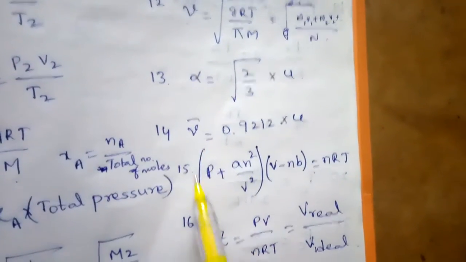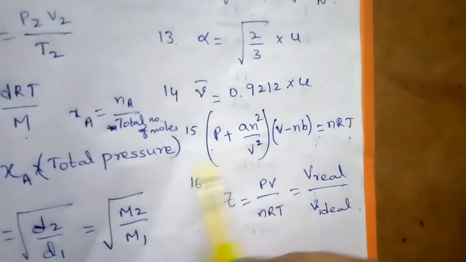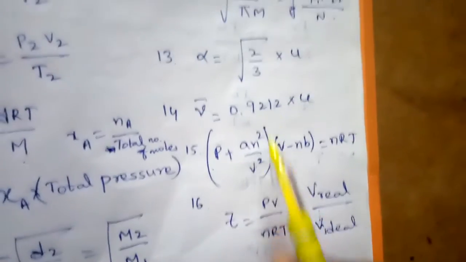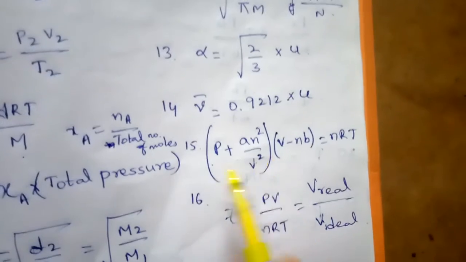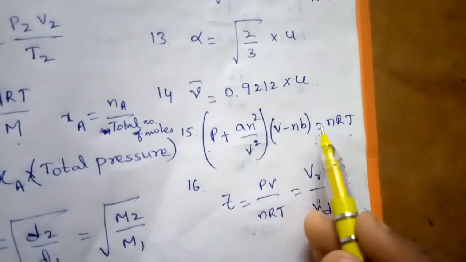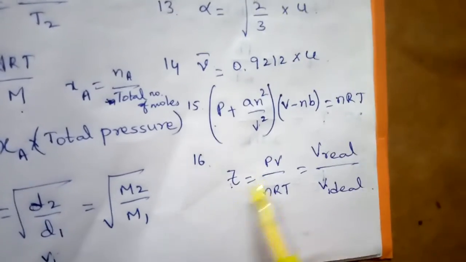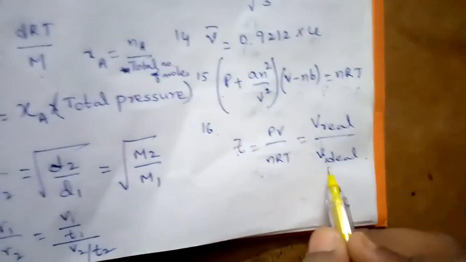And this one is pressure plus an square by V square. This is the equation for real gas, and PV equals nRT for ideal gas. P plus n square a by V square, into V minus nb, equals nRT, where a and b stand for van der Waals constants, and Z is the compressibility factor. Z equals PV by nRT, or else volume of real gas by volume of ideal gas.